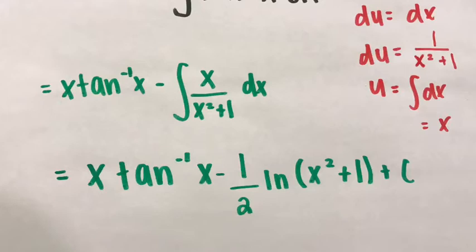These are then used to find the integral: x times inverse tangent of x minus the integral of x over x squared plus 1 dx. The answer is then, after taking the integral again, x times inverse tangent x minus 1/2 natural log of x squared plus 1 plus c, because it is an indefinite integral.